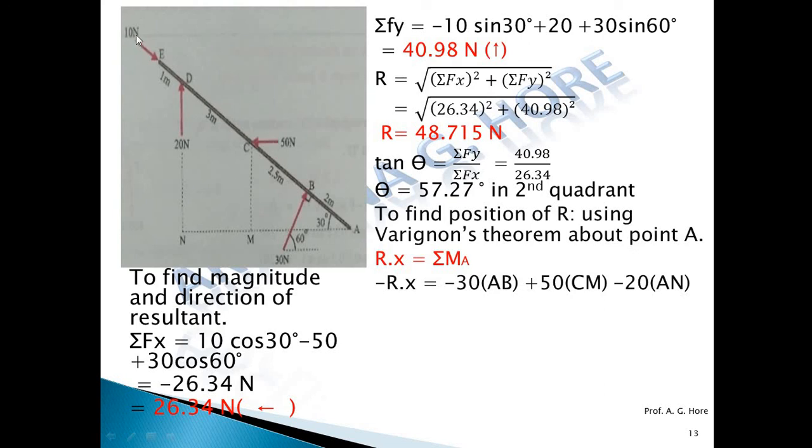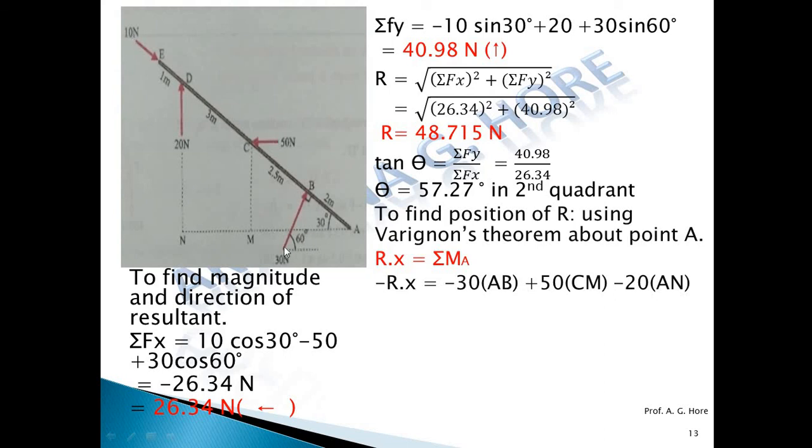And last, this inclined force is passing through the point A. We are considering Varignon's theorem about point A. So this 10 Newton force is passing through this point A, so its perpendicular distance from A is 0. So no need to find the perpendicular distance for this 10 Newton force because it's 0.